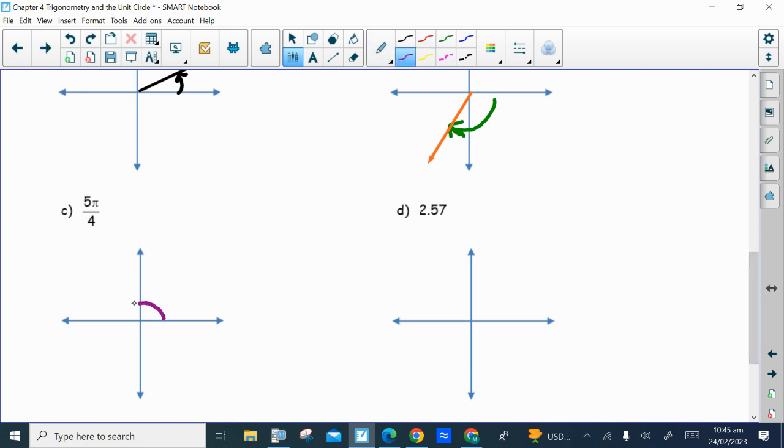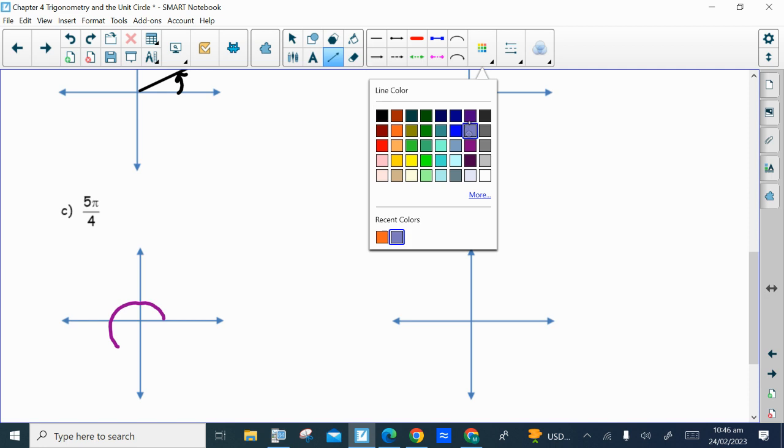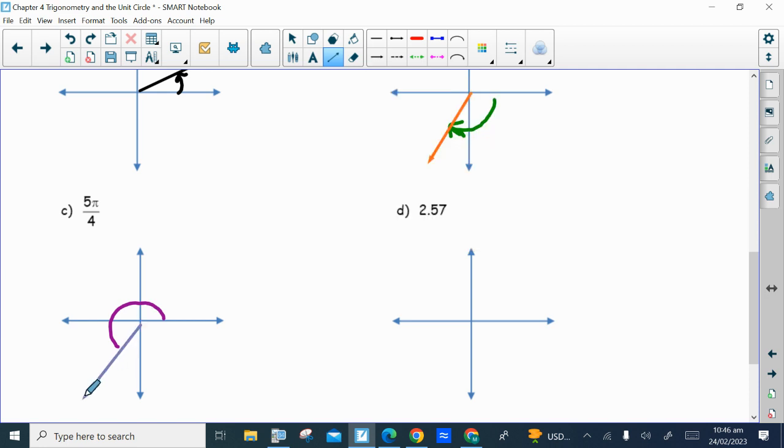So we go counterclockwise 1/4 pi past pi. It's going to be right there, approximately. You might remember that just pi on 4 was halfway between 0 and pi on 2, or between 0 and 90 degrees. Okay, so that's where we are.